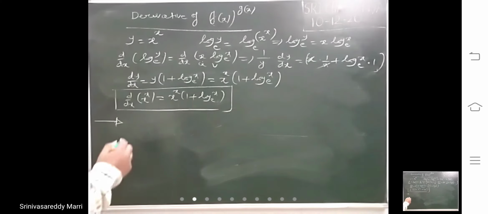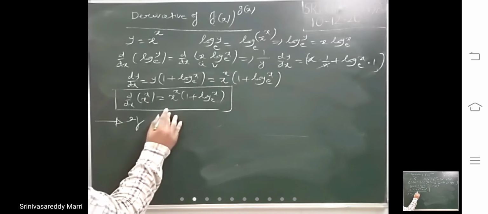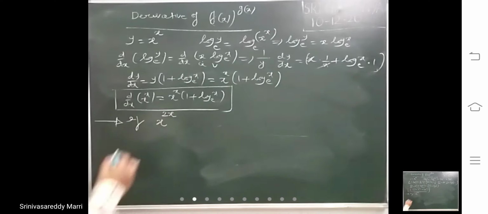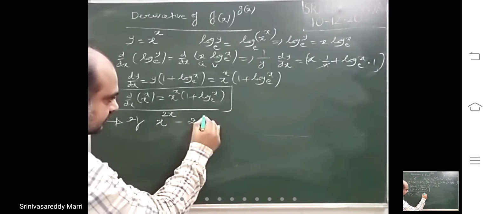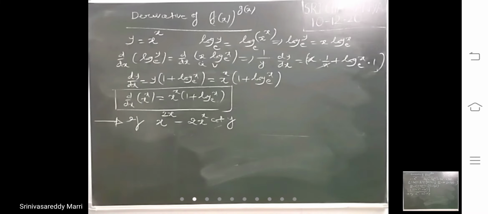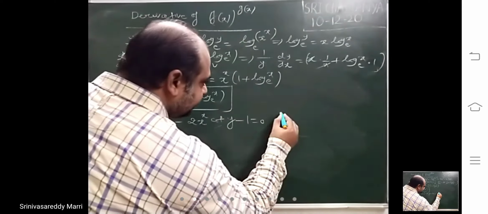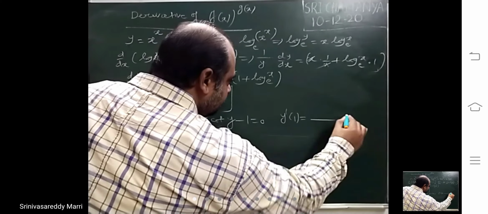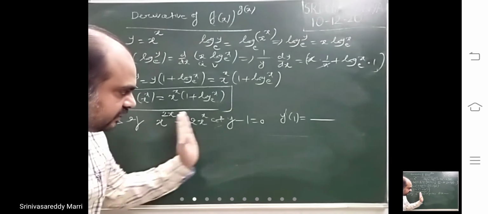Take one problem. If x to the power 2x minus 2x power x cot y minus 1 equals 0. One equation is given, find y dash at x equal to 1. That means dy by dx at x equal to 1. Now look at this one.